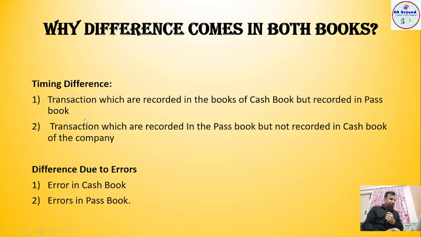The second is due to error. There are certain entries which are made by the bank, and there are some entries which are made by the company accountant. So these are the major reasons due to which our bank statement and the cash book do not match with each other, so it arises the differences. I hope the point is clear.